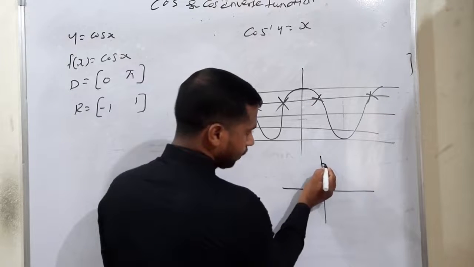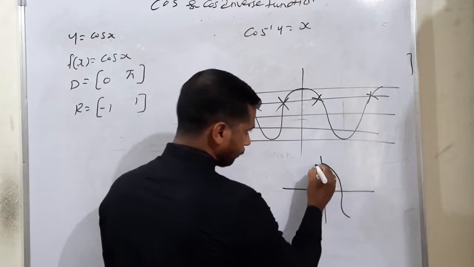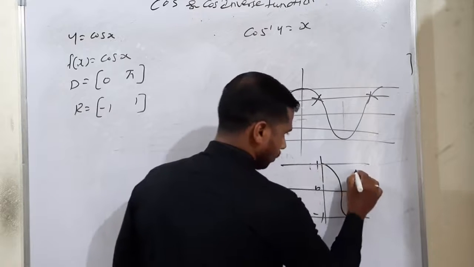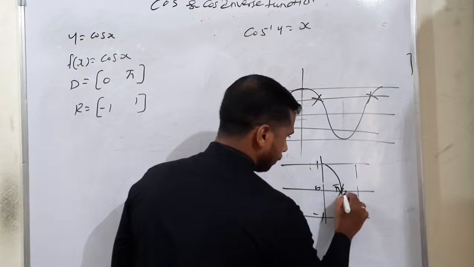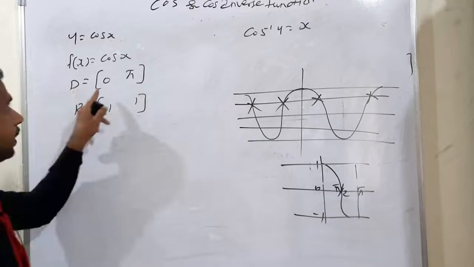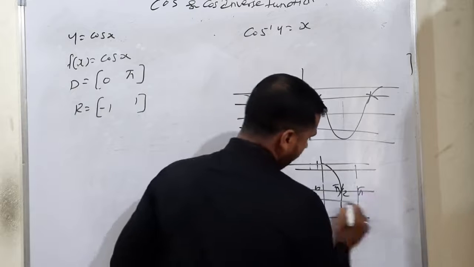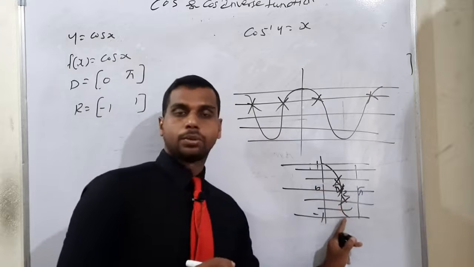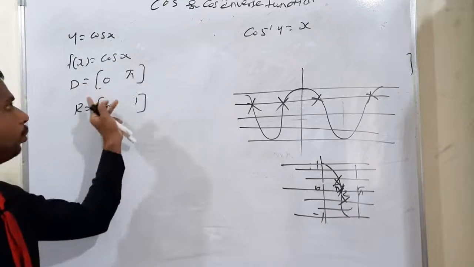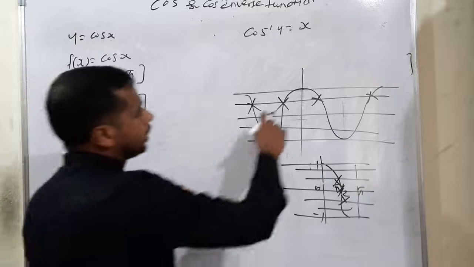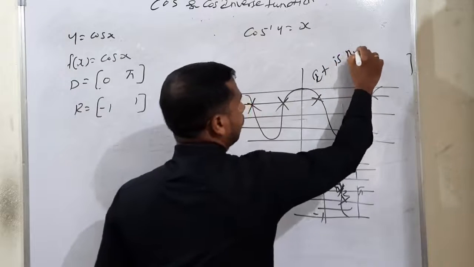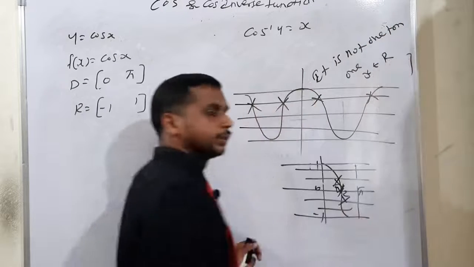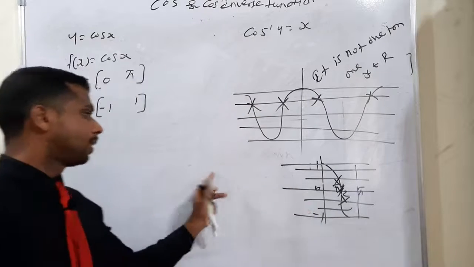Starting with 0 to pi, the values are positive 1, 0, negative 1, with pi by 2 and pi marked. That's why we say the domain is 0 to pi. If you draw any horizontal line, only one point will meet in this particular domain. That's why I am saying the domain for cos x is 0 to pi. It is not a 1 to 1 function when x belongs to the reals, but with a restricted domain we can say it is 1 to 1.